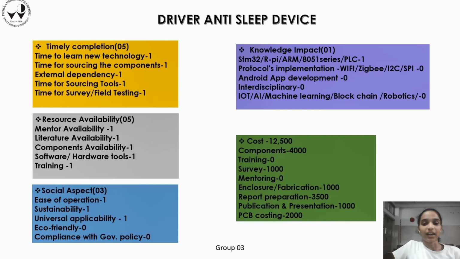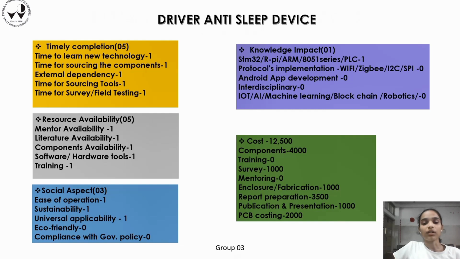Android app development. In this project, if we need an Android app, we have to give it 1. And if we don't want any Android app, we have to give it 0. Fourth one is interdisciplinary. If our project is used in a different field, we have to give it 1. And if it is not used in a different field, we have to give it 0.